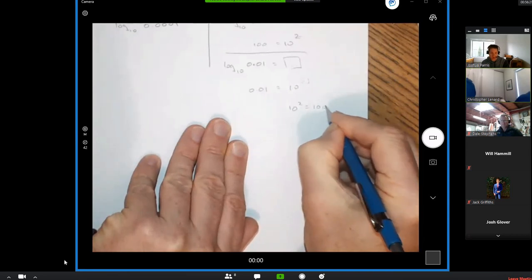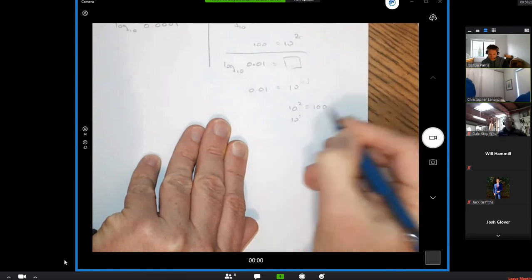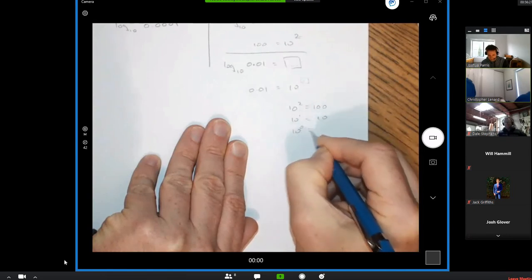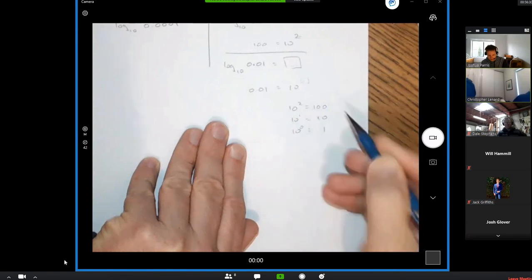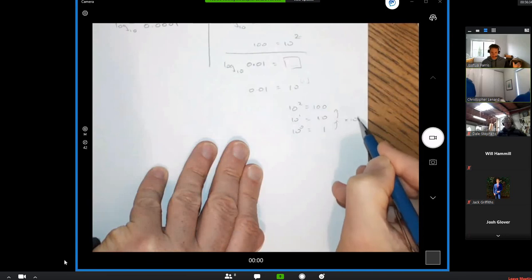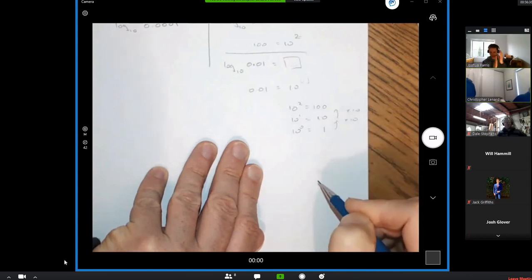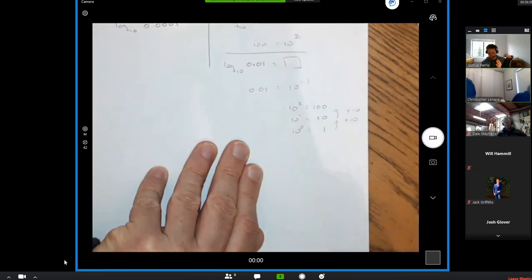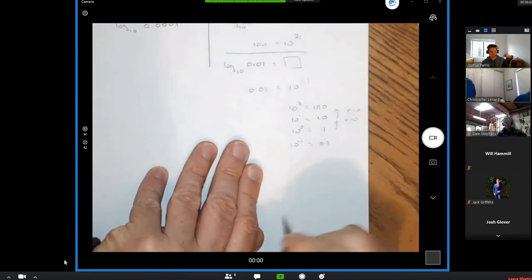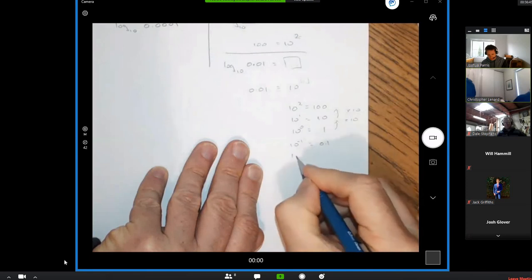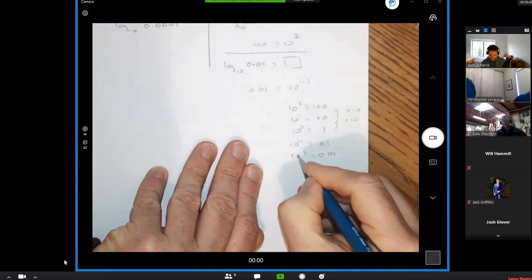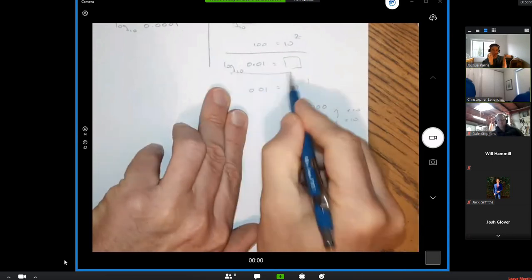10 squared is 100. 10 to the 1, which is just 10. What's 10 to the 0? 10 to 0 is 1. So as we're going this way, what are we doing? We're getting rid of a 0, dividing by 10, and so 10 to the negative 1 will be 0.1. Is that right? Exactly. And then 10 to the negative 2 will be 0.01. And how does that help you? You just keep extending it out.